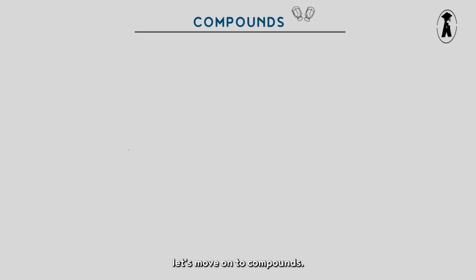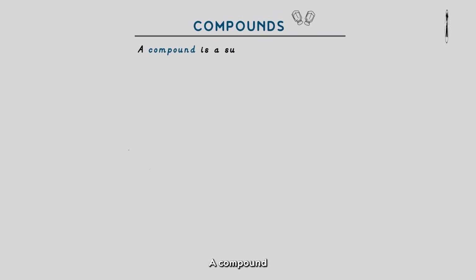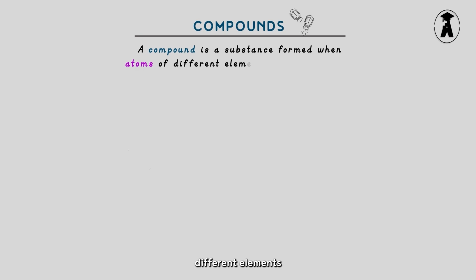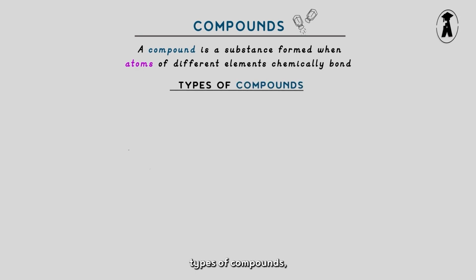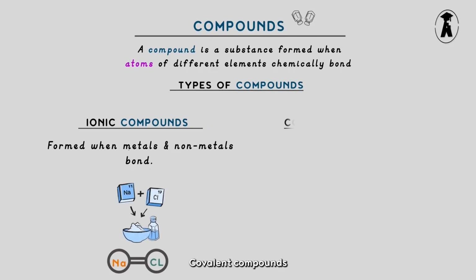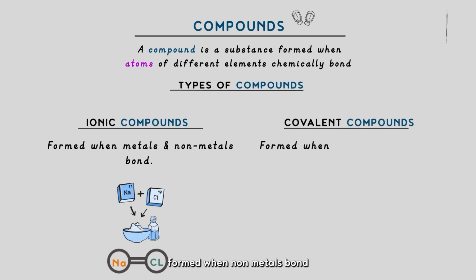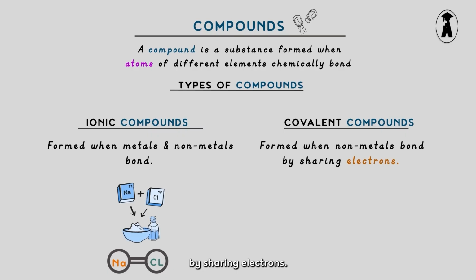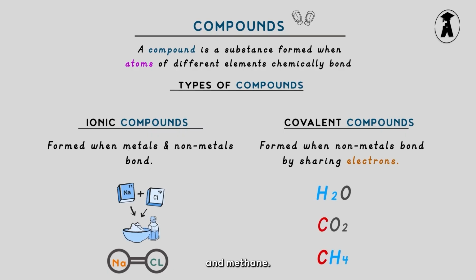Next, let's move on to compounds. A compound is a substance formed when atoms of different elements chemically bond. Looking at the types of compounds, we have ionic compounds, formed when metals and nonmetals bond, for example, table salt. Covalent compounds, formed when nonmetals bond by sharing electrons, for example, water, carbon dioxide, and methane.